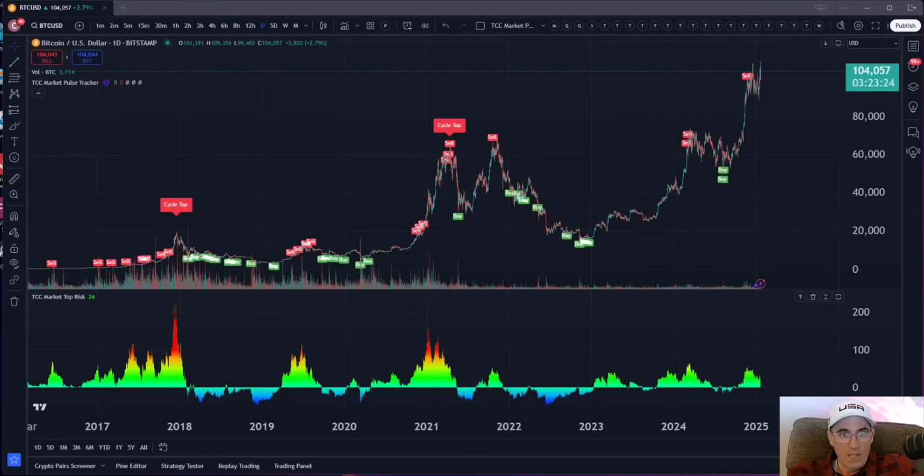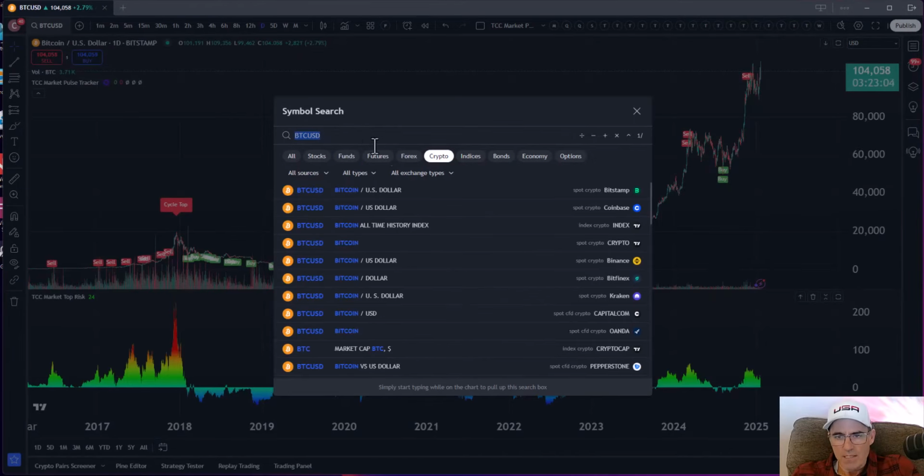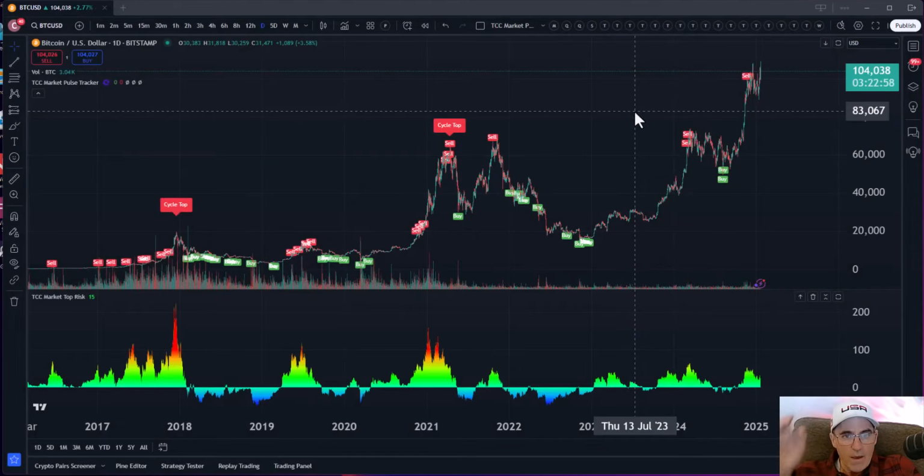So I want to show you one setting first, and then I'm going to show you a little bit about this chart. It's actually pretty simple, but basically the important thing is you need as much data as possible. So by default, we have this set up for BTC USD, not USDT, USD, and we have this on Bitstamp. So BTC USD on Bitstamp. Bitstamp has the longest amount of data, and you want to make sure you have this on a daily chart.